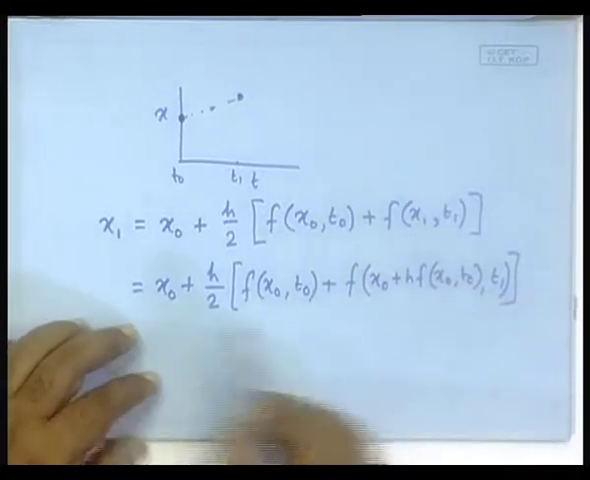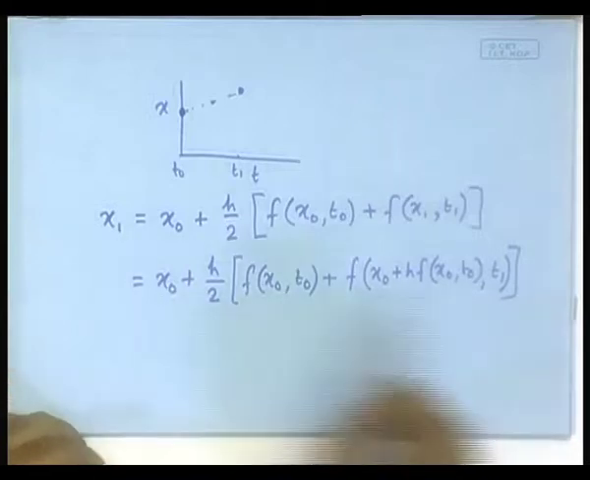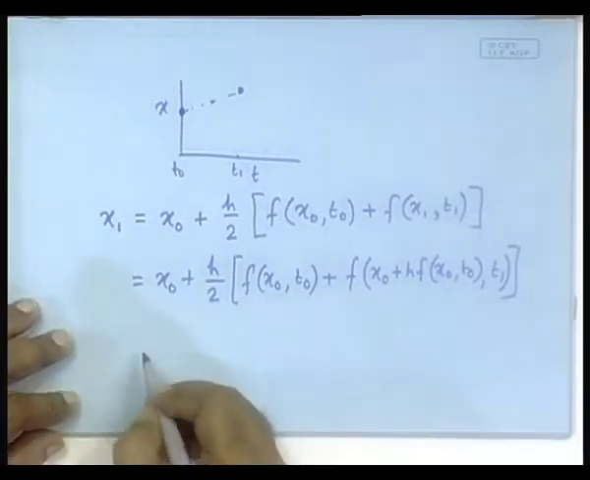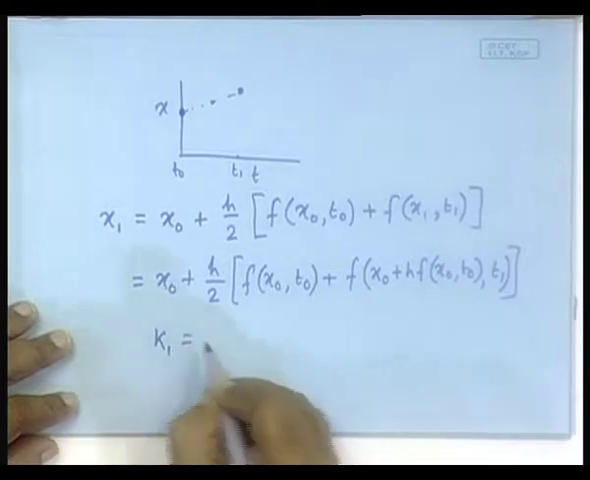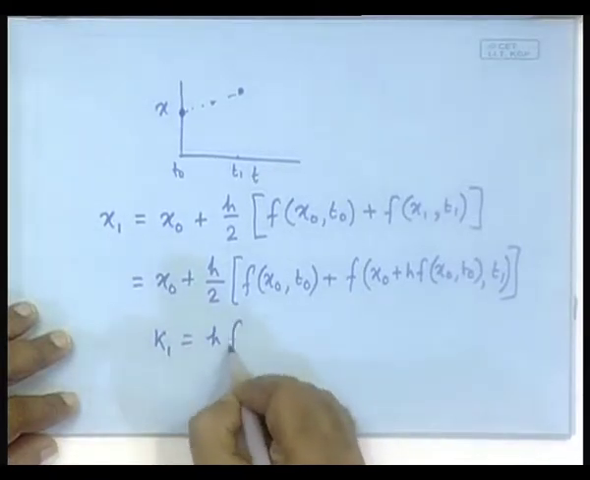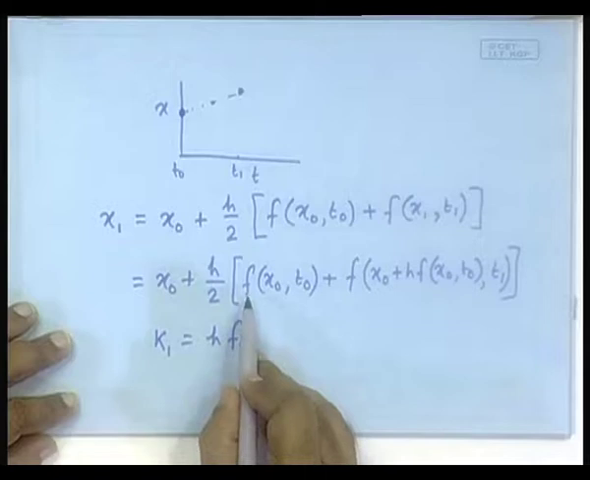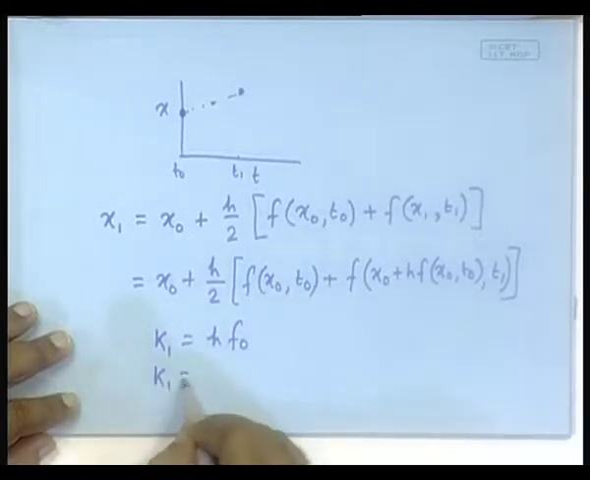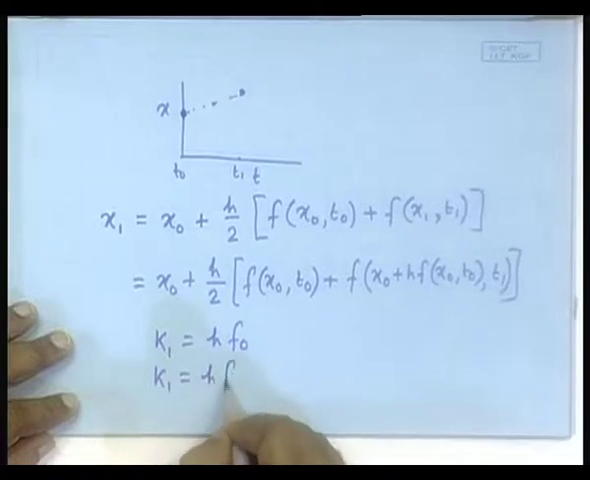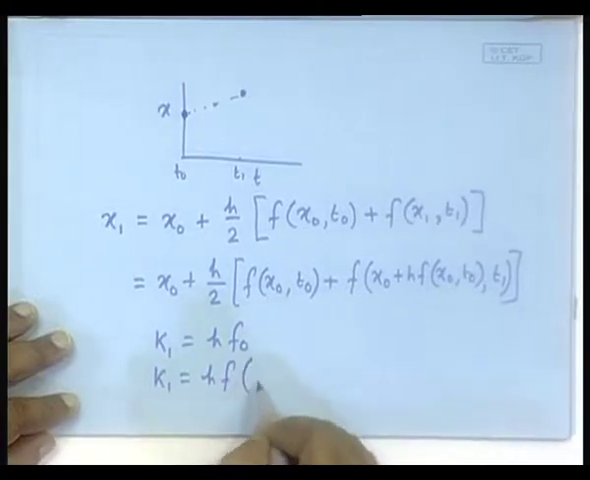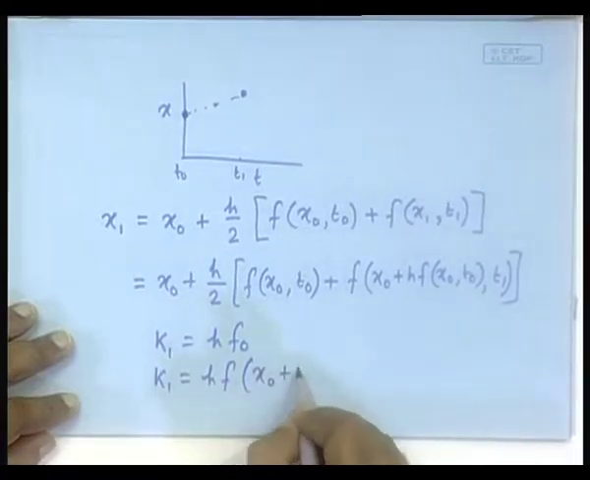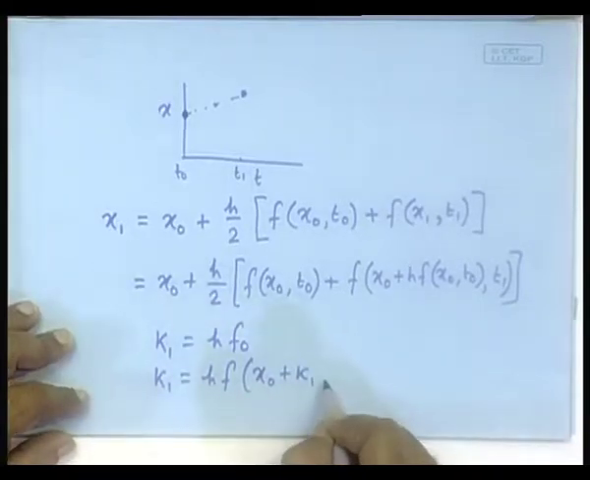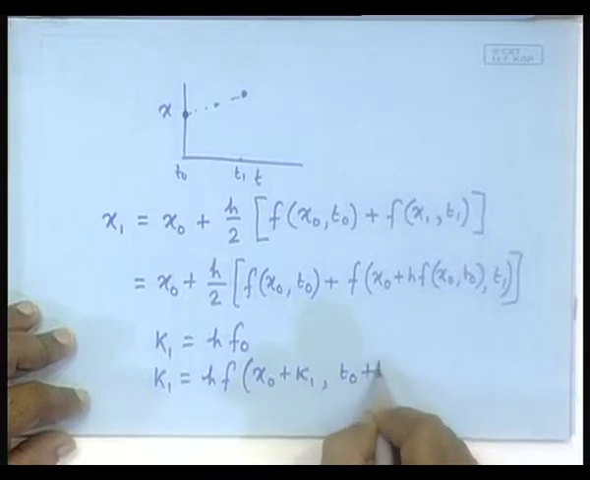Normally, when we write this, we try to abbreviate so that the right hand side can be expressed in a more compact form. Then we say k1 is equal to h f naught. f naught is f calculated at x naught, and k2 is h f of x naught plus k1, comma, t naught plus h.